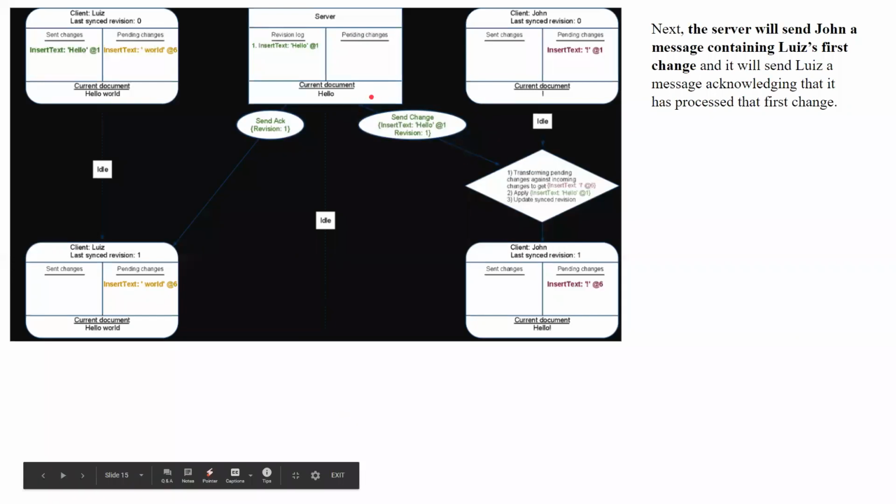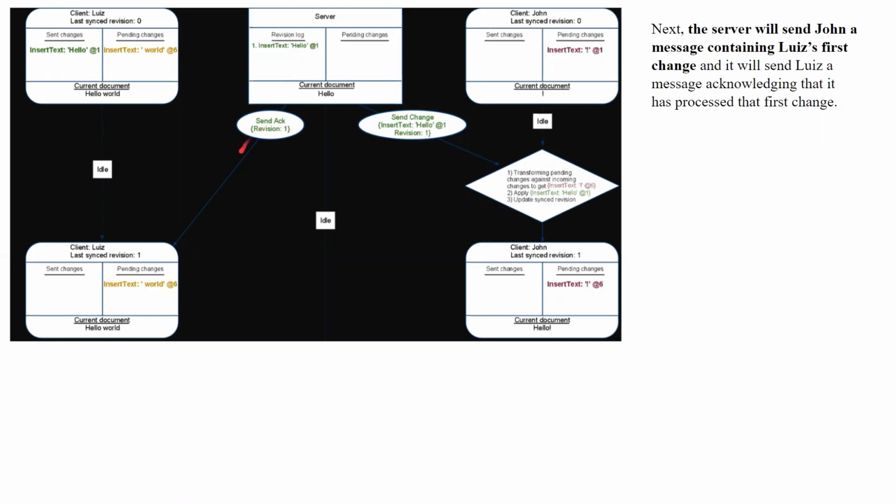Now consider the case that at the next moment in time, the server sends an acknowledgement to Lewis that it has received hello, and only then can Lewis send the next change. That's the protocol Google Docs follows: it cannot send the next pending change unless it receives the acknowledgement for the first one. So it waits for that, and then in parallel it also sends the change hello to the second client.